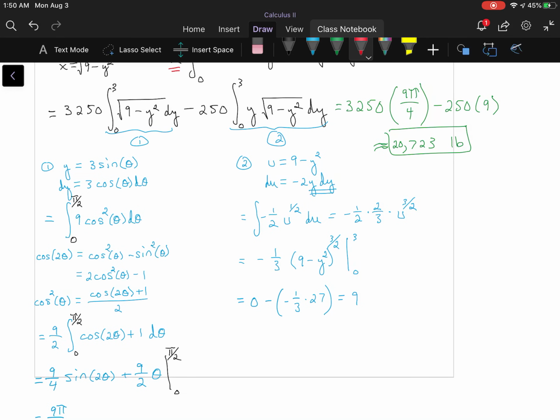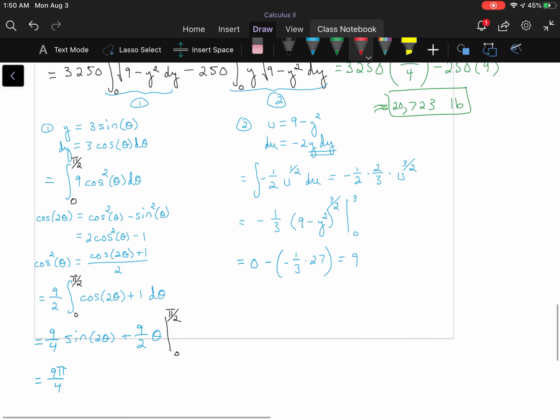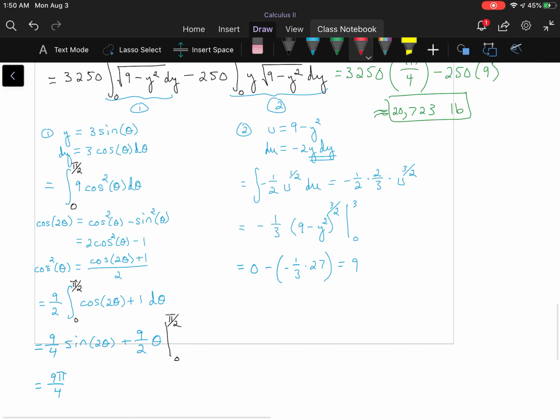From here, I progress demonstrating the integration. The first integral that I labeled number 1, I used trig substitution where y is 3 sine theta. And the second integral, I used u substitution, where u is inside the square root, 9 minus y squared. Feel free to pause the video here in order to study the integration.